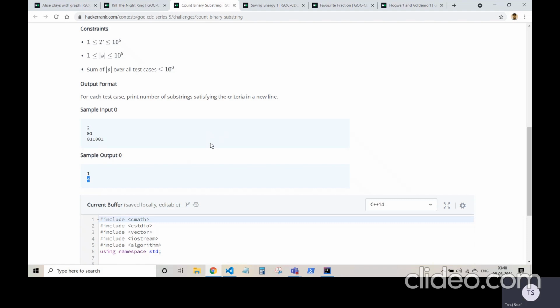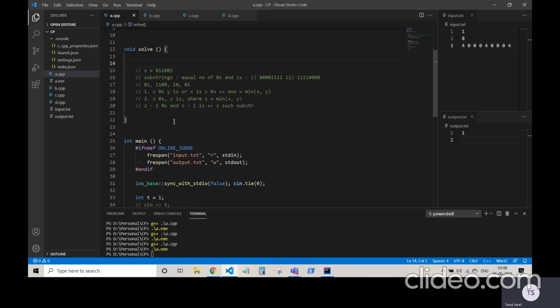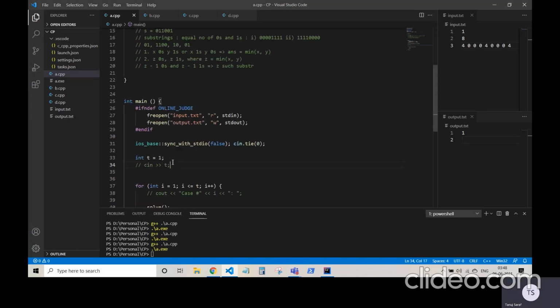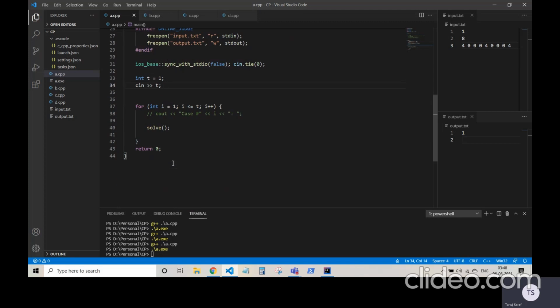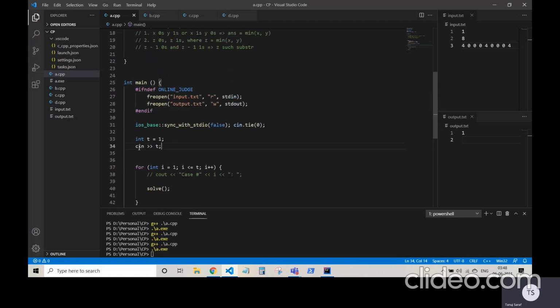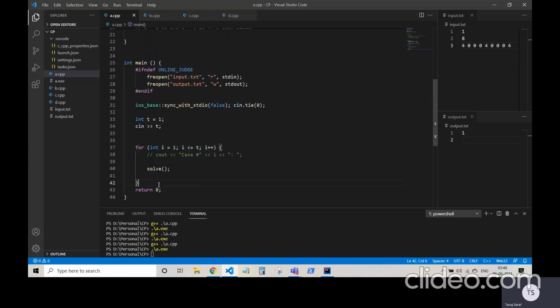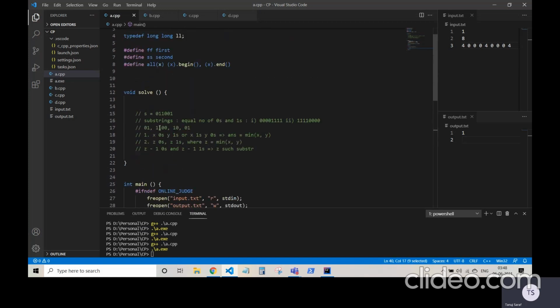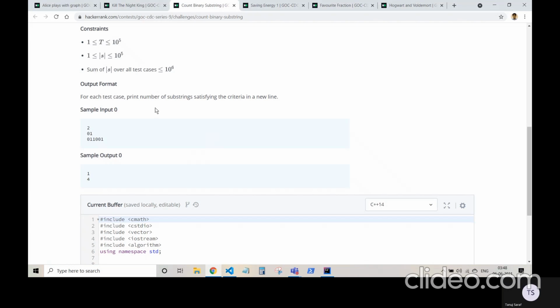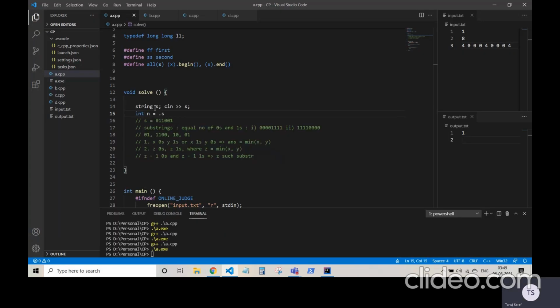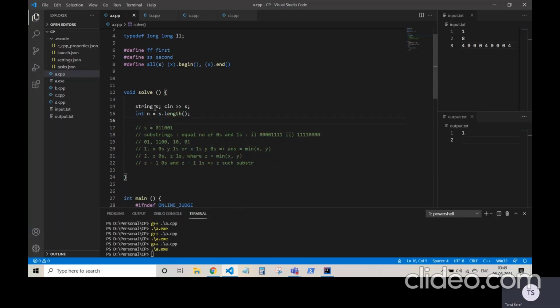Now let's write the code for this. We have t test cases, and in each test case we are given a string s as the input. So I'm using a default template, but there's not much to it. As you can see, I'll be taking some test cases, and for each test case we'll be calling the solve function, which actually solves for a given test case. Let's take the input string in, say, s, and n is the length of the string.